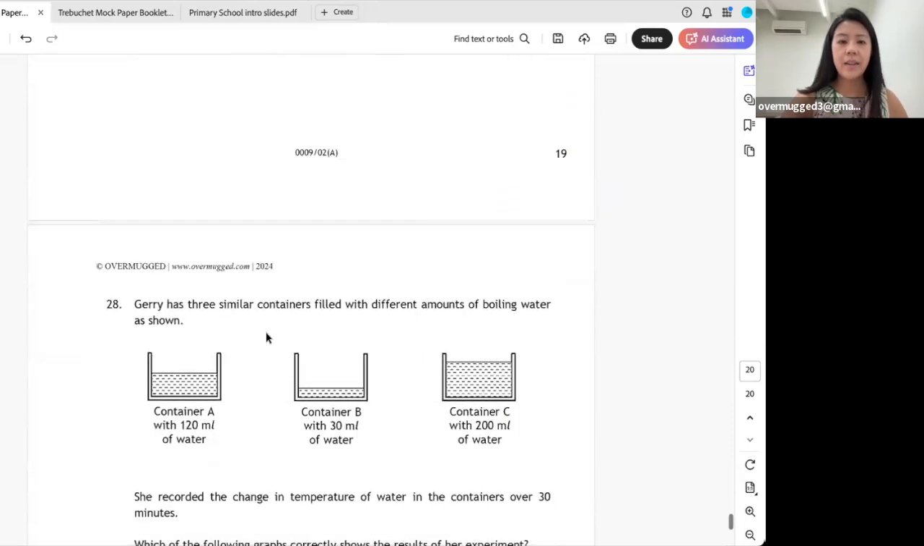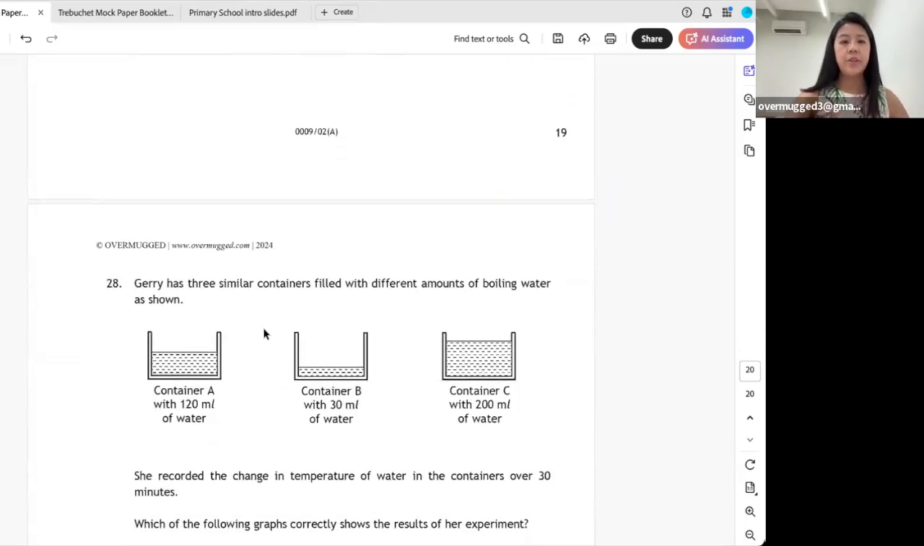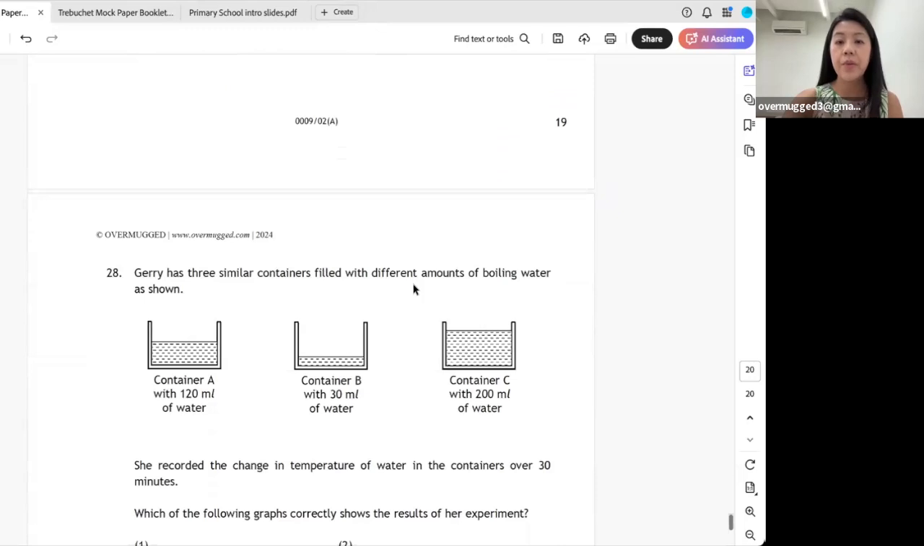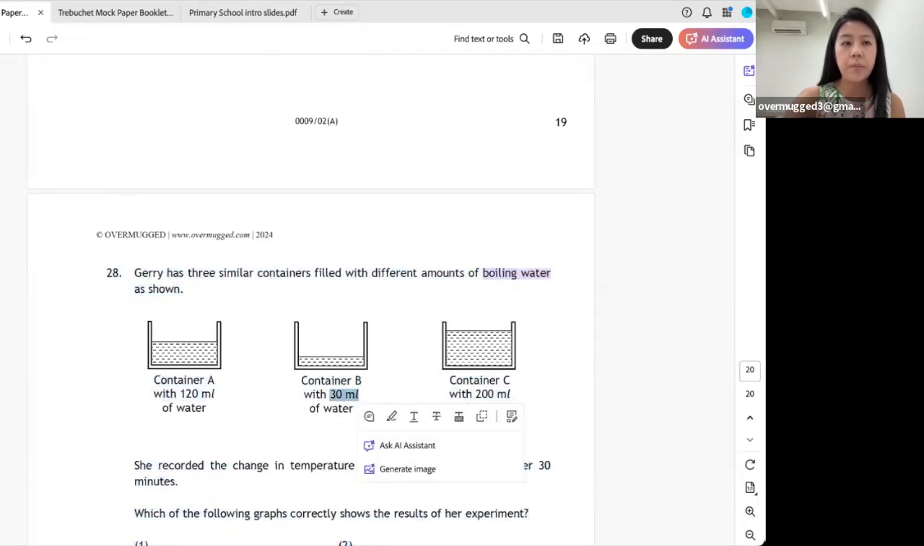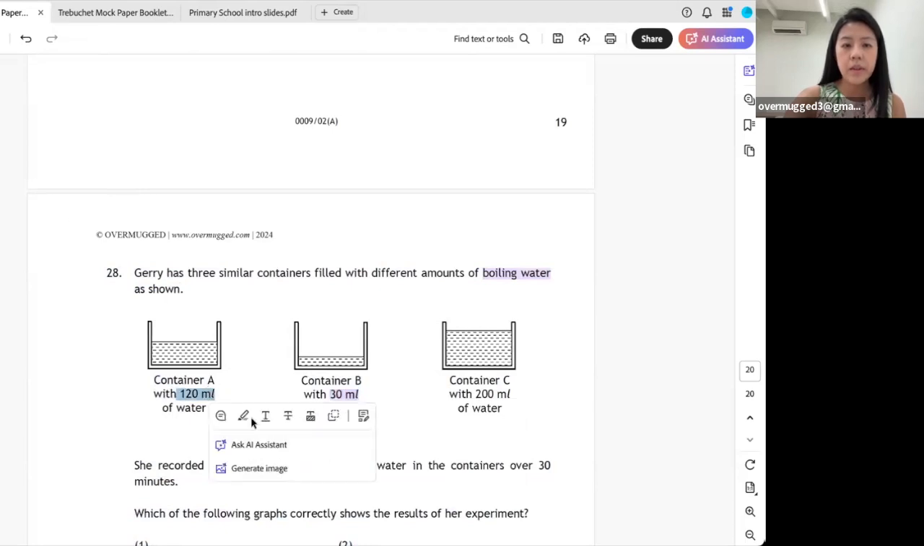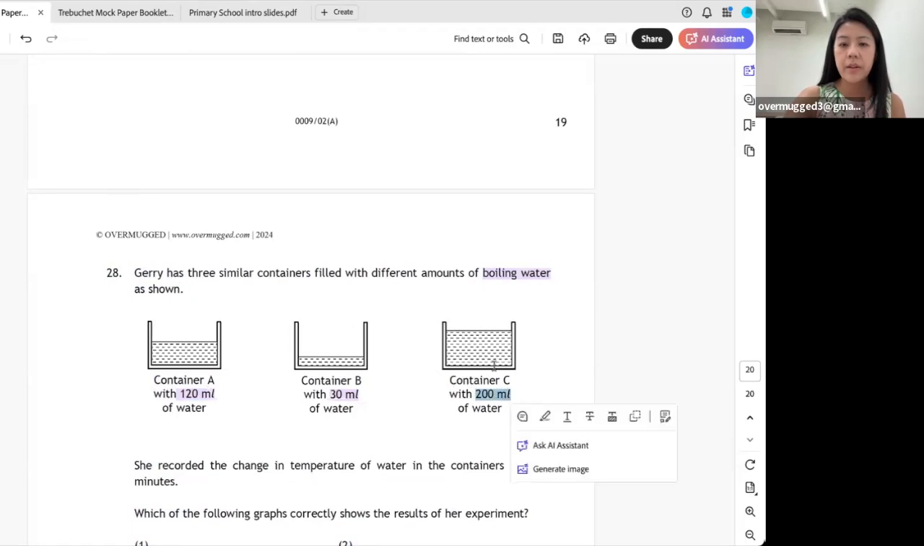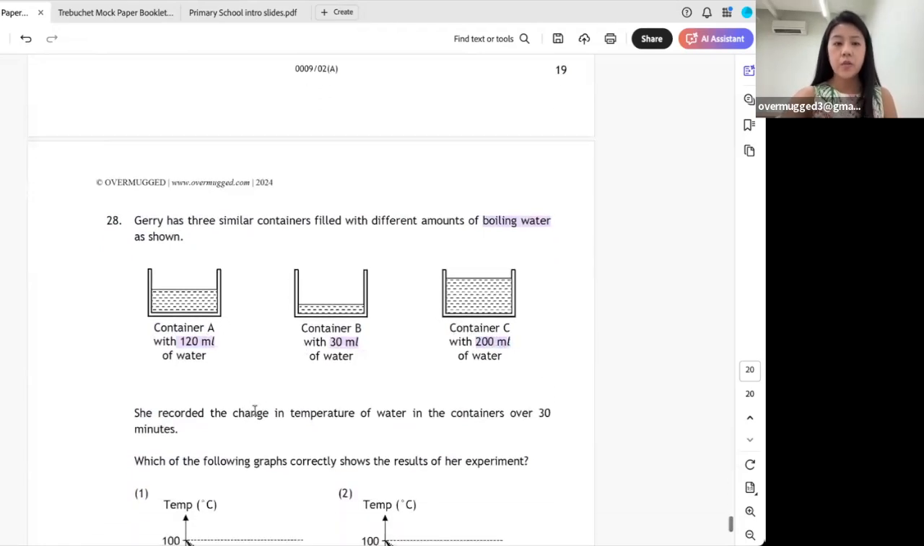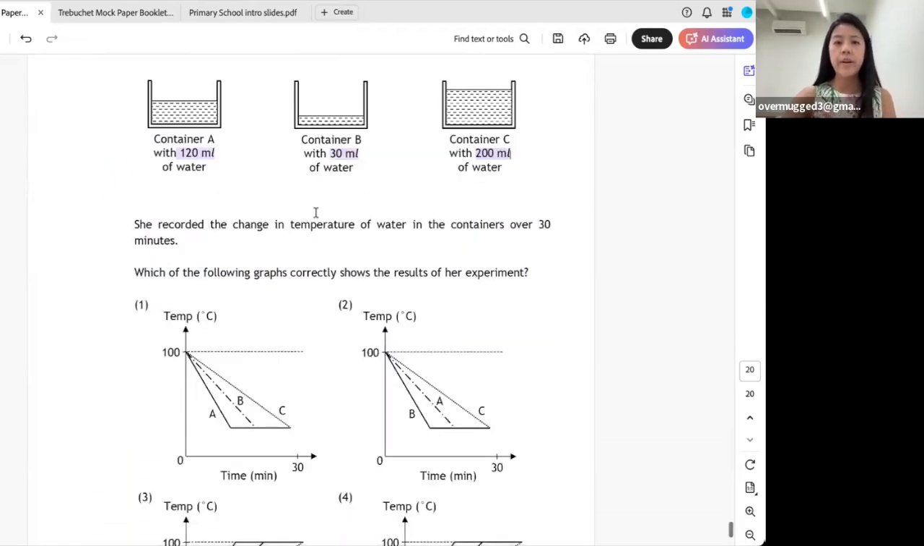Okay, and here we are at the last MCQ. Now, Jerry has 3 similar containers filled with different amount of boiling water. We can see 120 ml for A, 30 ml for B, and then 200 ml for C. Okay. So she recorded the change in temperature over 30 minutes.